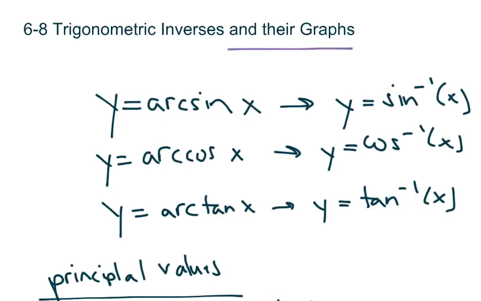We skipped their graphs and just looked at the inverses as they are applied to the graphing calculator.